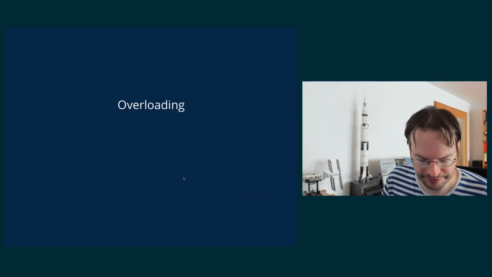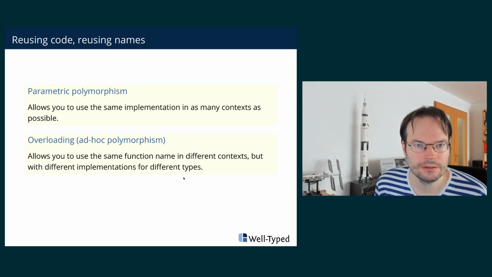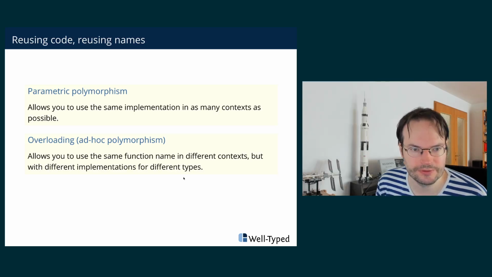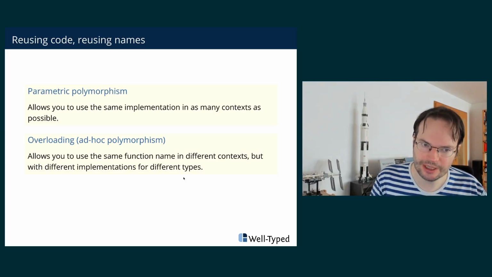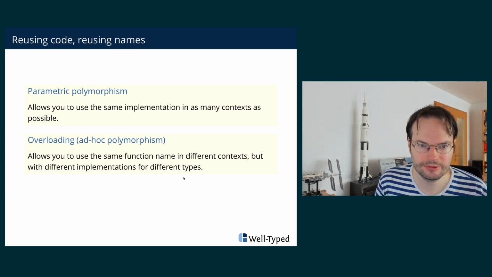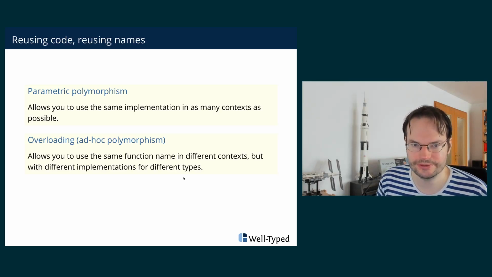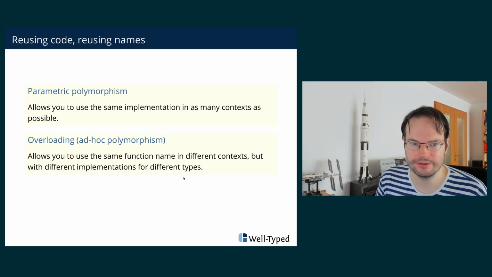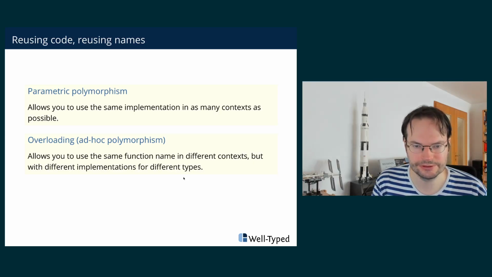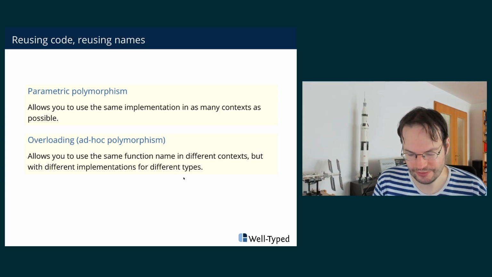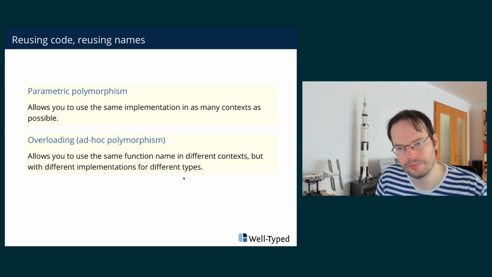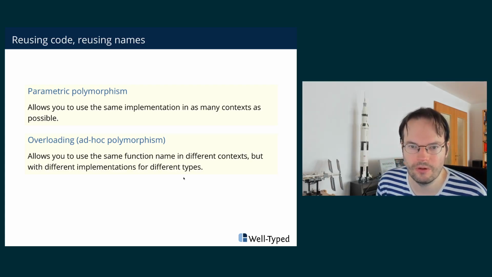Let's discuss overloading. So we have discussed parametric polymorphism, and to recap, what parametric polymorphism gives you is you can use the same implementation in as many contexts as possible. Right? So you have a piece of code and it naturally works in exactly the same way uniformly across all sorts of different choices of types.